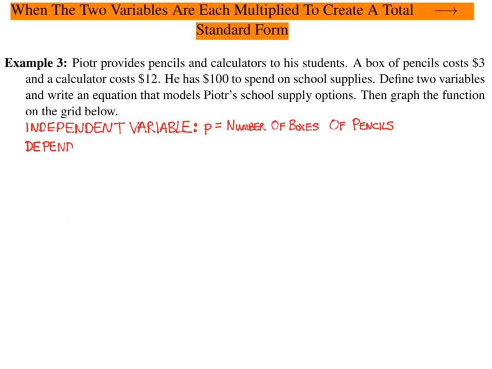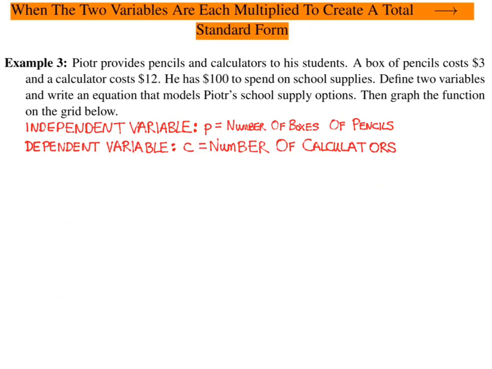Okay, dependent variable. That's the other variable. And in this case, since we've already used pencils, we're going to have to talk about calculators. So, C, and here again it's number of calculators, because when you graph it up and down the y-axis, or I guess now the c-axis, it's not going to be calculators you're putting down. You're going to be putting down numbers of calculators.